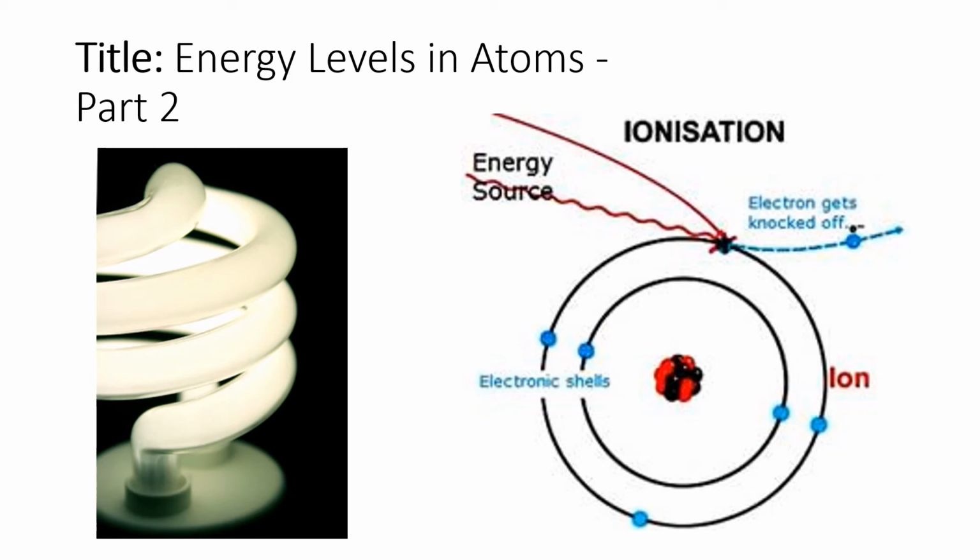Hello, today we're going to cover our second lesson on energy levels inside atoms. We're going to start by describing what ionisation is, and then we're going to talk about how energy changes in atoms occur due to collisions with those atoms. We're then going to use that information to explain the functioning of fluorescent lamps.